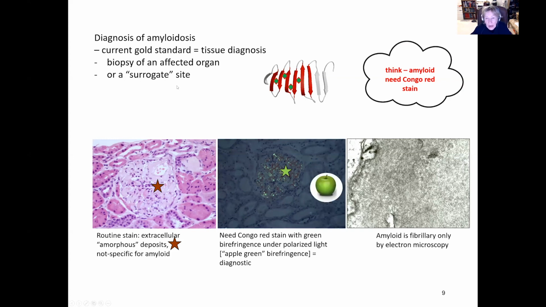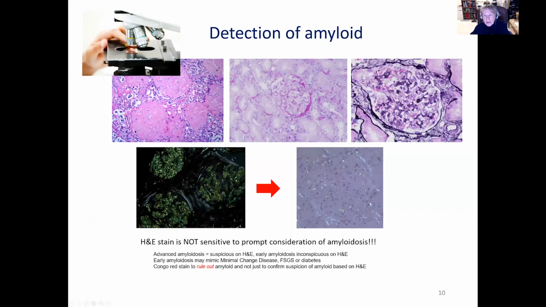So, in terms of detection of amyloid, you may notice that many times, even nowadays in the literature, you see images of the kidney. These are glomeruli in the routine stain, H&E. This is a Congo red stain under polarized light, and they look completely obliterated. This is end-stage kidney.